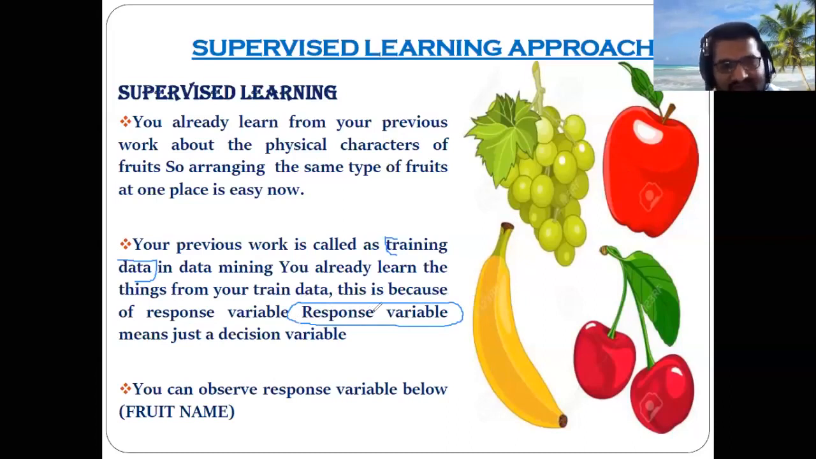Yes, sir. Because it is giving you some kind of idea. That's why you can call it as the response variable or the decision variable. Yes or no? Yes, sir. Then now come to the next point.